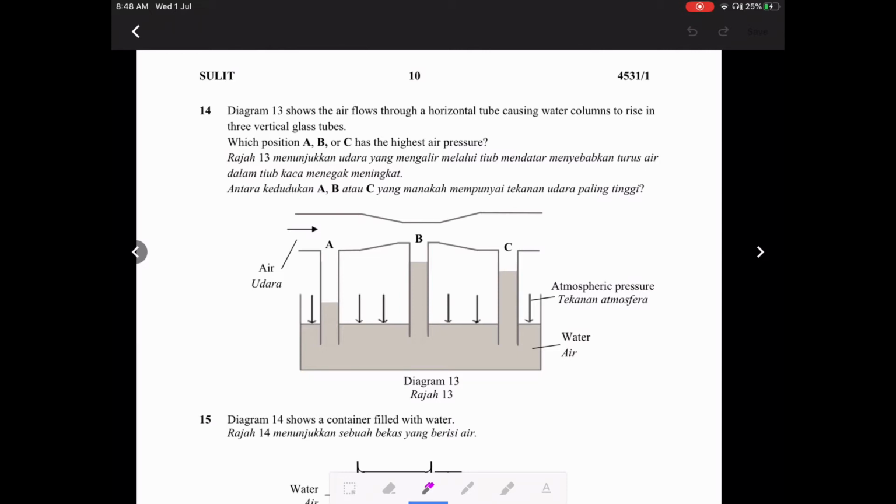The diagram 13 shows the air flow through a horizontal tube causing water column to rise in 3 vertical glass tube. Okay, which one is the higher pressure? So, ini ialah Bernoulli principle di mana velocity bertambah, pressure akan berkurang. Betul tak? Okay, pressure akan berkurang. Okay, so kita kena check lah.